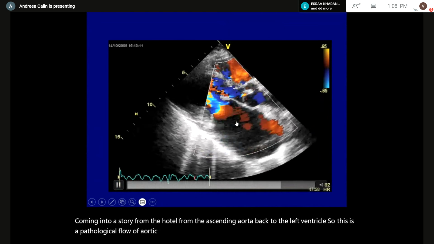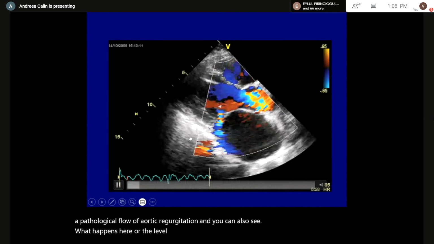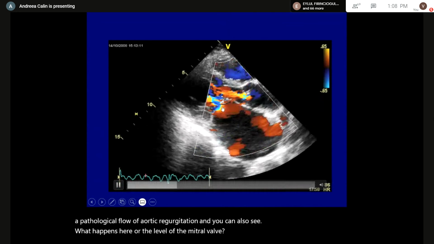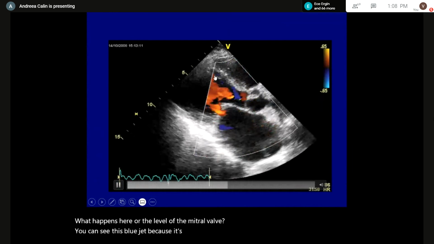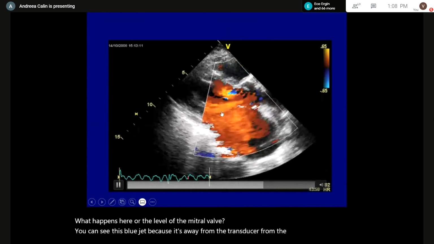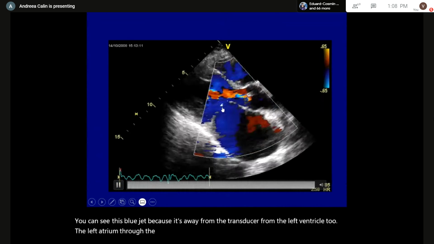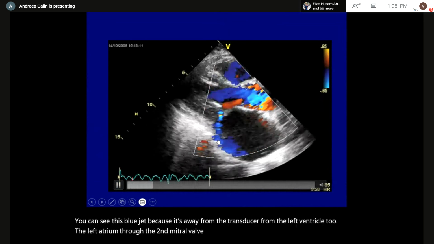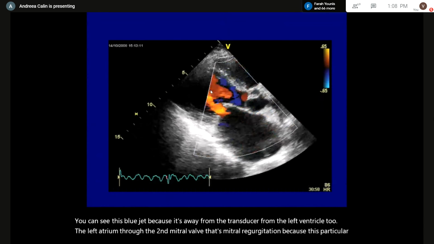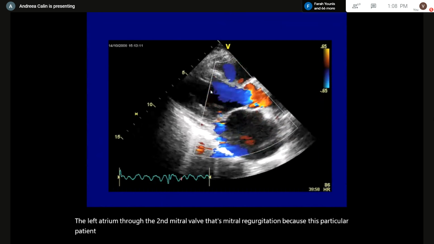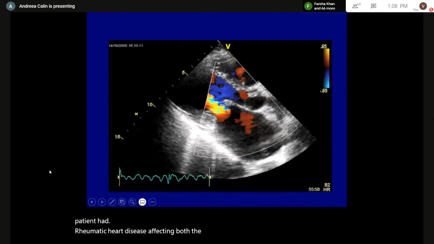And you can also see what happens here at the level of the mitral valve, where you can see this blue jet, because it's away from the transducer, from the left ventricle to the left atrium through the thickened mitral valve. That's mitral regurgitation, because this particular patient had rheumatic heart disease affecting both the aortic valve and the mitral valve.